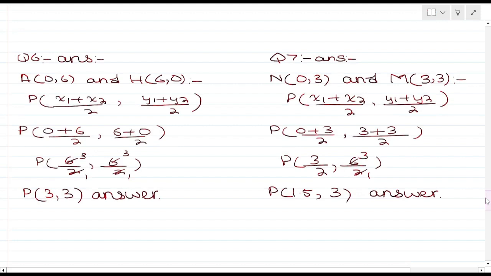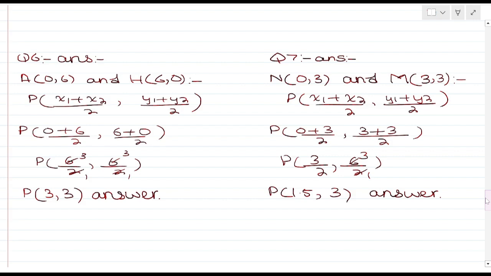We have points A and H, 0 comma 6 and 6 comma 0. So 0 gets added with 6, that is just 6. 6 by 2 is 3, and 6 plus 0, that is also 6 by 2. So we get 3 comma 3 as our final answer.